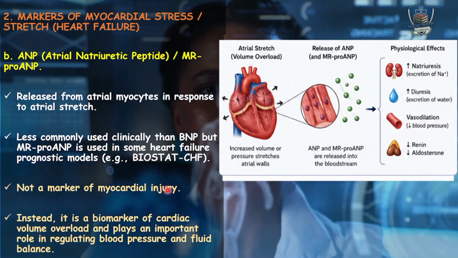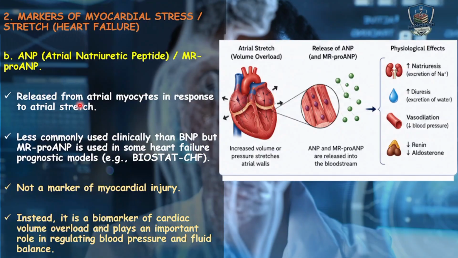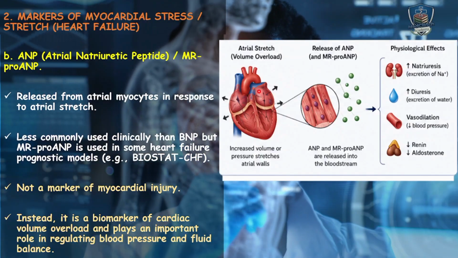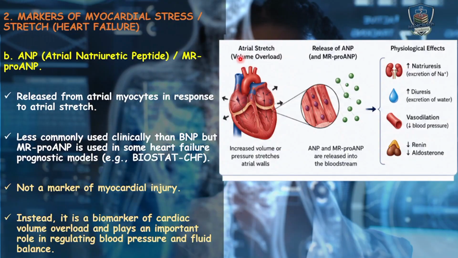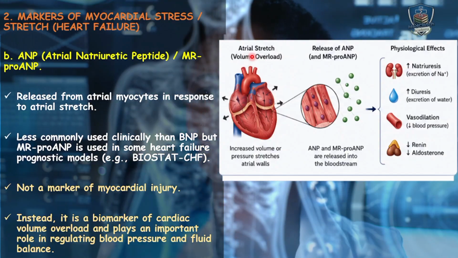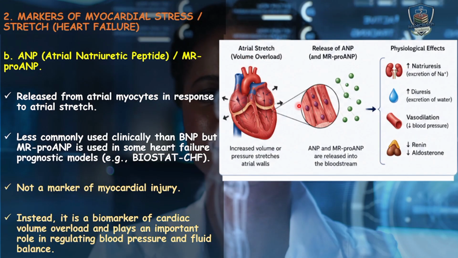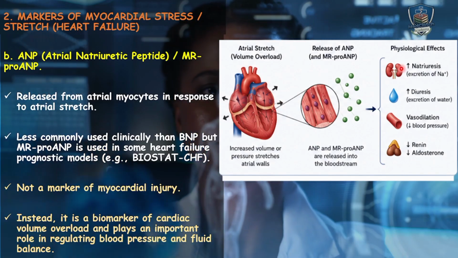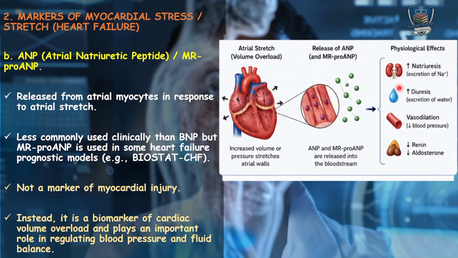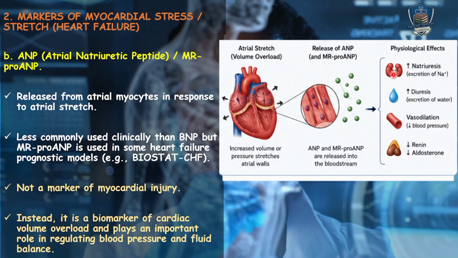So it's released from atrial myocytes in response to atrial stretch. And atrial stretch tends to happen when there's an elevation of preload or an elevation of venous return. That's when you've got ANP being released. And what happens? ANP basically tries to negate an increase in blood pressure.